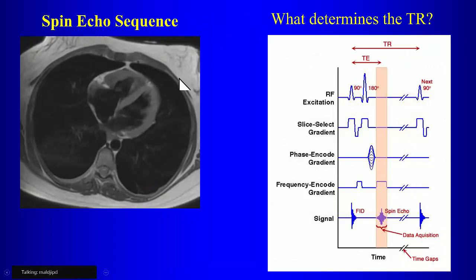So when we're doing a spin echo sequence, when we're doing bright blood imaging and we're doing it with cardiac gating, we talked about what TR represents. TR is the distance between your excitation pulses. So when you're doing cardiac gating, what determines the TR for your scan if you're doing a black blood sequence?